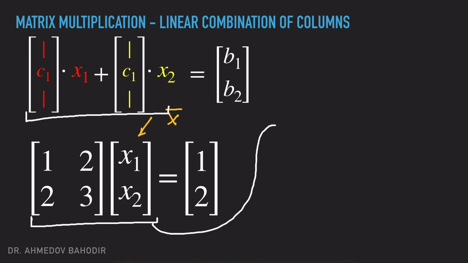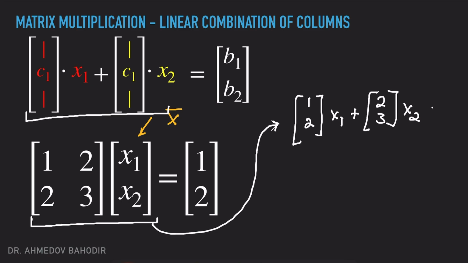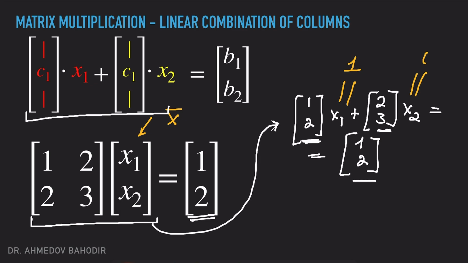So let us do this. I'm going to write down the first column, 1 and 2, times x1, plus 2 and 3 multiplied by x2, and the sum should be equal to the right hand side, which is 1 and 2. So you see, you multiply 1 and 2 by some constant, plus 2 and 3 times a constant, and it should be equal to 1 and 2. Can you guess what values of x1 and x2 are going to satisfy this? Obviously, x1 should be equal to 1, and x2 should be equal to 0. And in this case, you're going to have the solution, right?